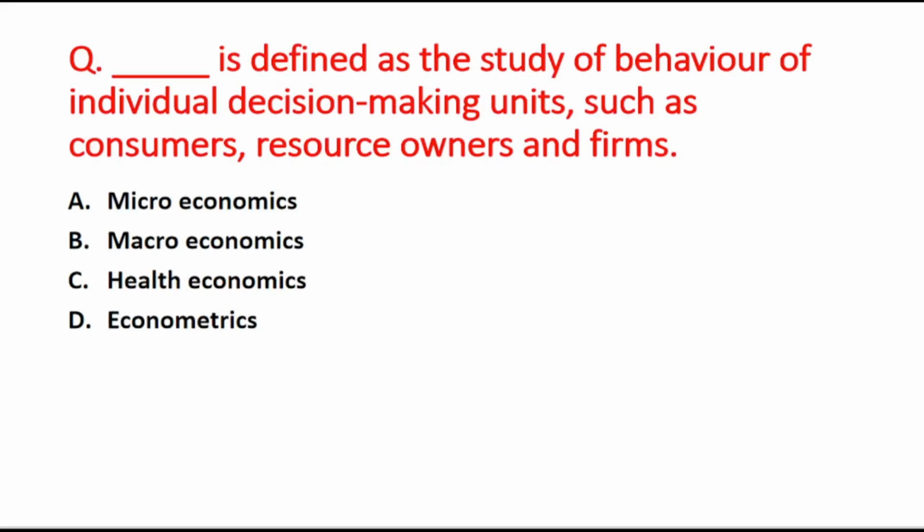Next question is, blank is defined as the study of behavior of individual decision-making units such as consumers, resource owners, and firms. A option is microeconomics, B option is macroeconomics, C option is health economics, and D option is econometrics. The right answer is option A, that is microeconomics.